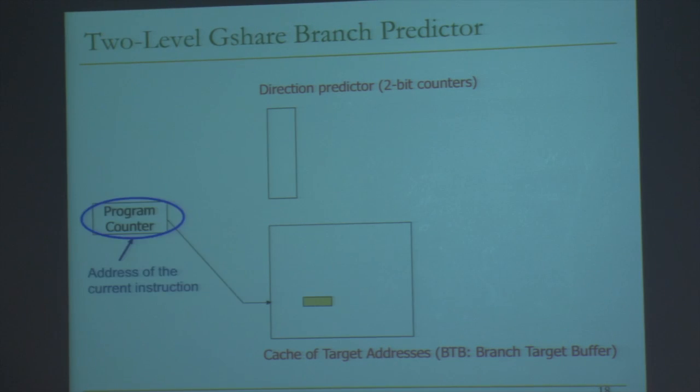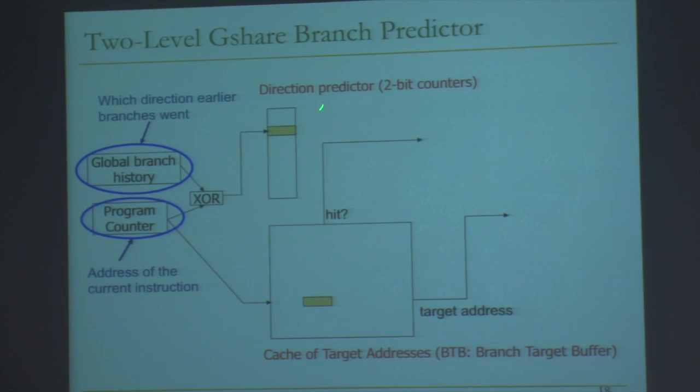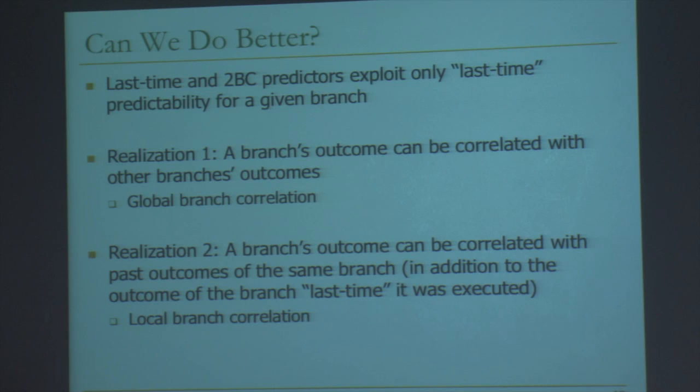Now gshare, which is also two-level, you get the target the same way with the program counter. But now to get the direction prediction, you XOR the global branch history with the program counter. And based on that, you determine the next fetch address. And you can imagine making this more and more complicated. Existing branch predictors are much more complicated than this. OK, that's global history. There's also local history. So let's take a look at that.